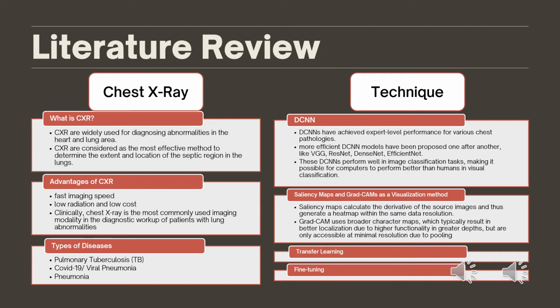These DCNNs perform well in image classification tasks, making it possible for computers to perform better than humans in visual classification. On saliency maps and Grad-CAM as visualization methods, saliency maps calculate the derivative of the source image and thus generate a heat map within the same data resolution, while Grad-CAM uses broader feature maps, which typically result in better localization due to higher functionality in greater depth, but are only accessible at minimal resolution due to pooling.